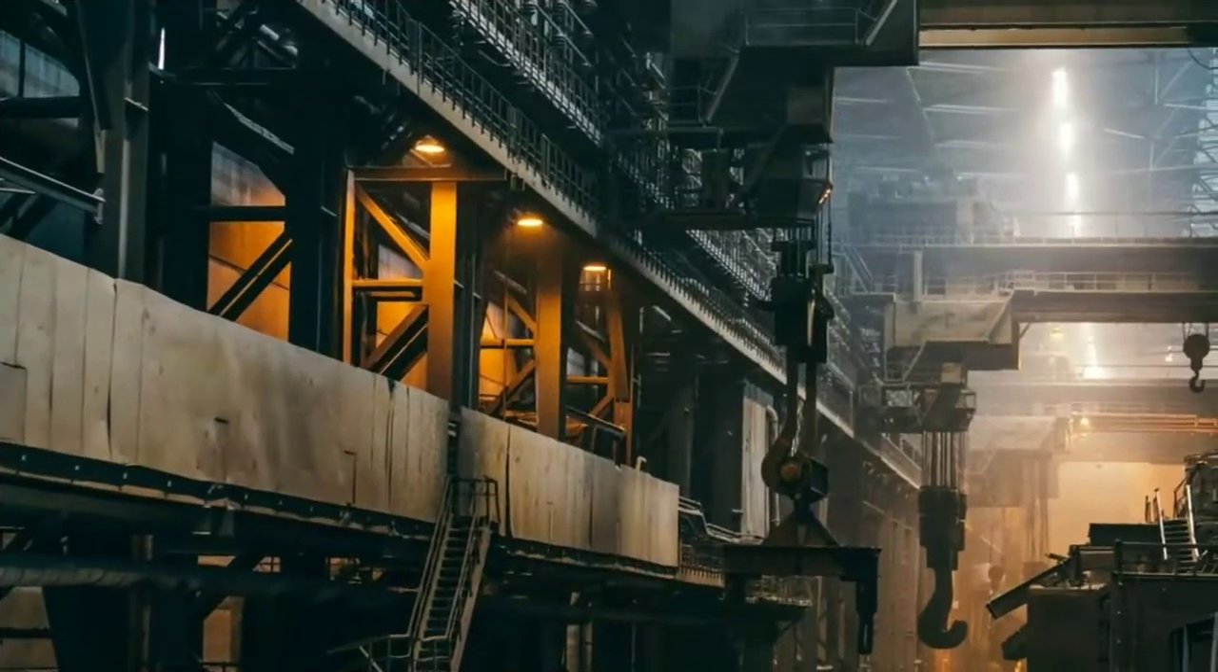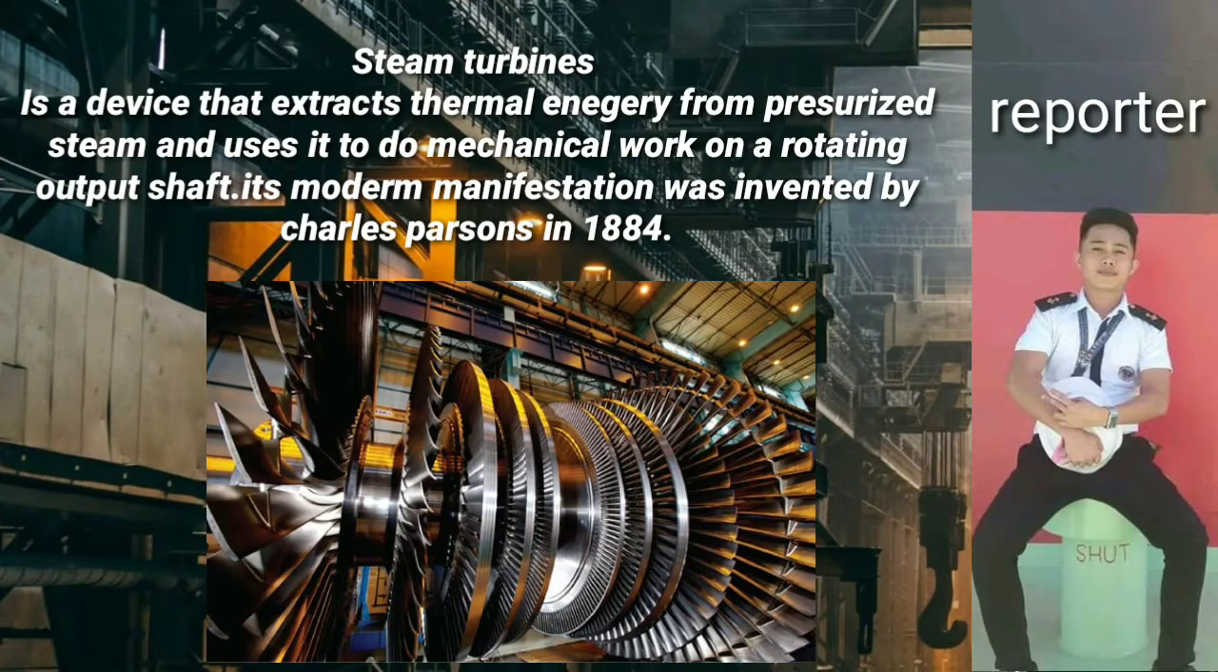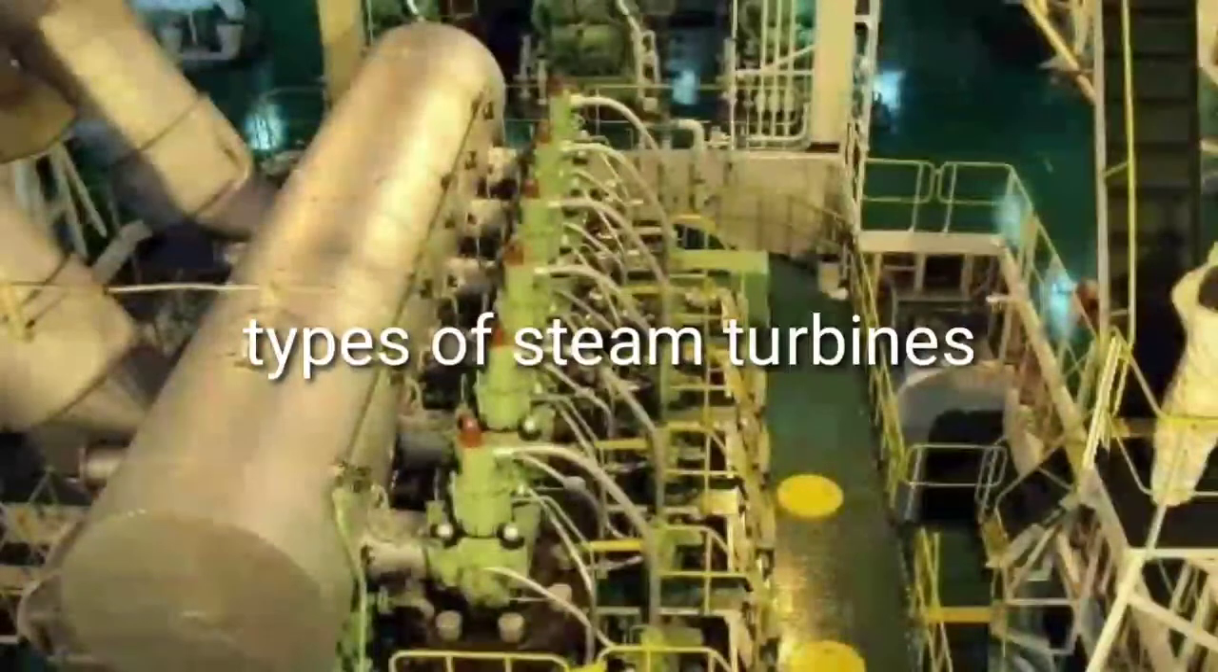Number 2. A steam turbine is a device that extracts thermal energy from pressurized steam and uses it to do mechanical work on a rotating output shaft. Its modern manifestation was invented by Charles Parsons in 1884. Types of steam turbines.